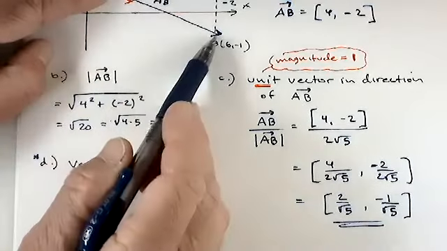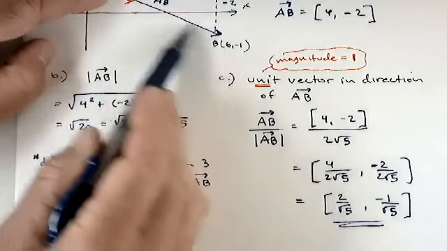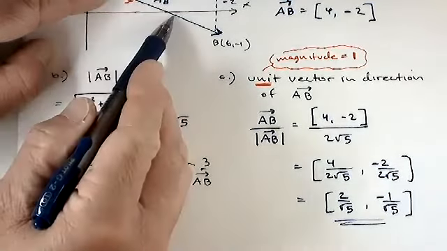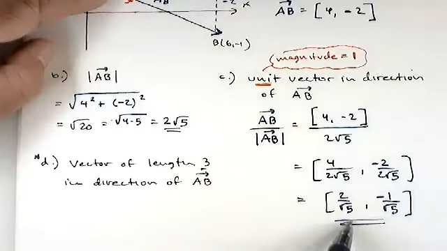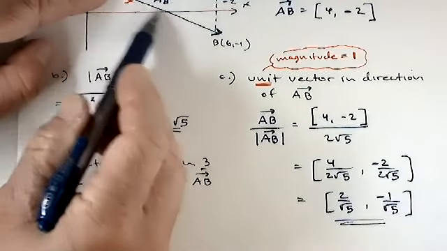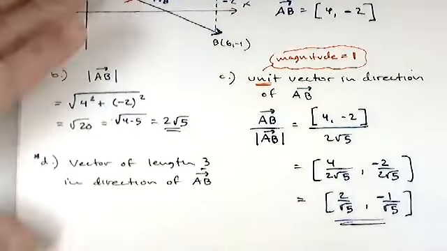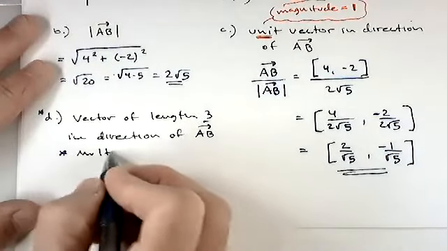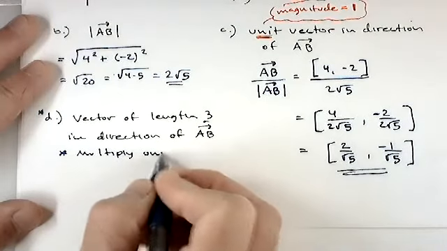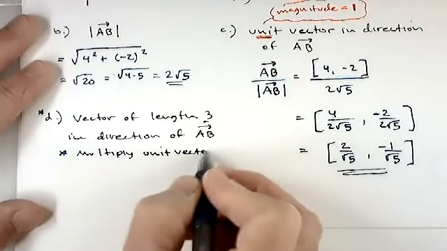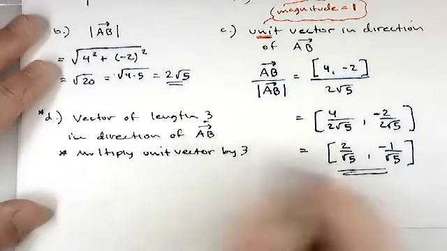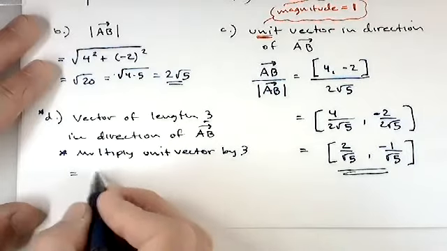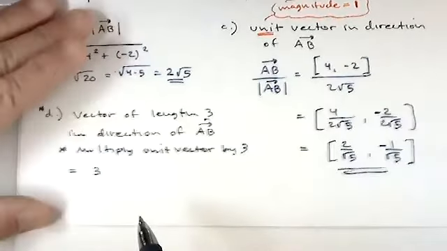So what the process is, is this. We take a vector, we make it a unit vector, and now if I want it to be length 3, I'll just multiply my unit vector by 3. That's kind of like stretching it out, so it's 3 units long. So I'll put here, multiply my unit vector by 3, because I already know that's going in the same direction, and by multiplying it by 3, the magnitude is going to be 3.